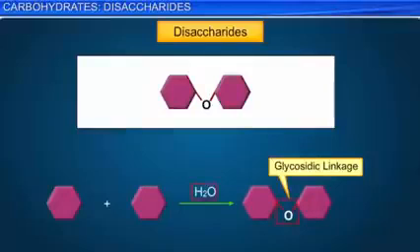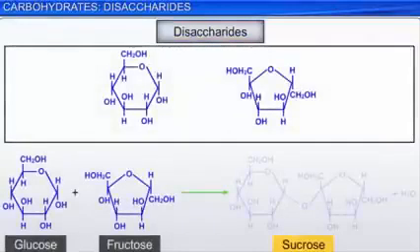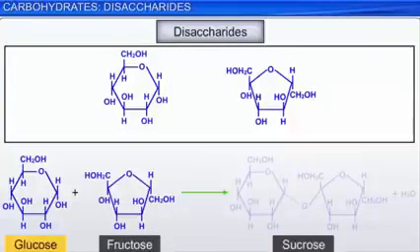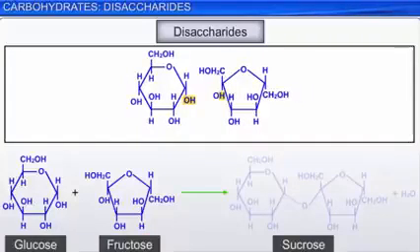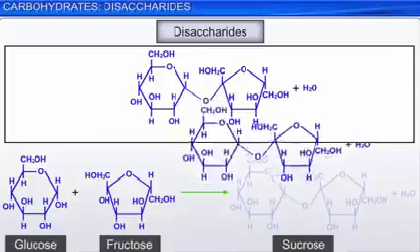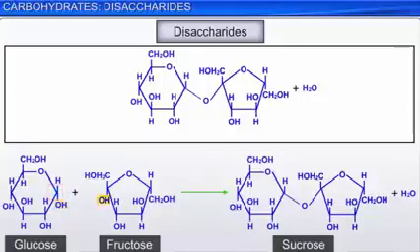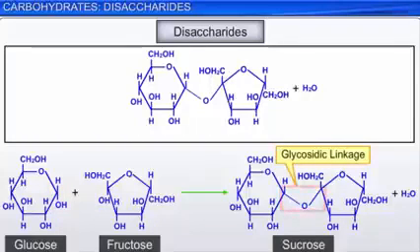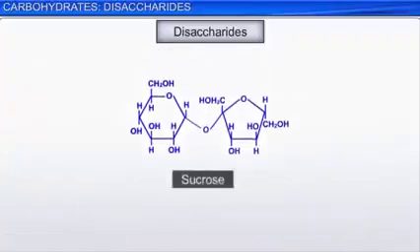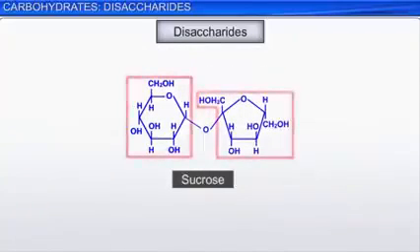For example, sucrose, with 2 monosaccharides, glucose and fructose, joined together by an oxide linkage is shown in the structure here. Such a linkage, formed when the hydroxyl group of the hemiacetal carbon of one monosaccharide condenses with the hydroxyl group of another monosaccharide, is called glycosidic linkage. In other words, a linkage between 2 monosaccharide units through an oxygen atom is called glycosidic linkage.